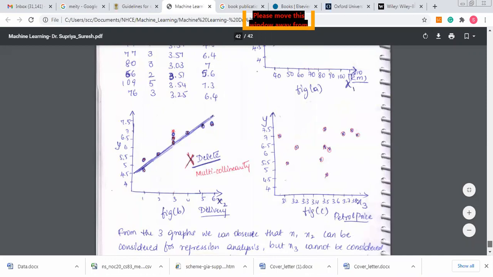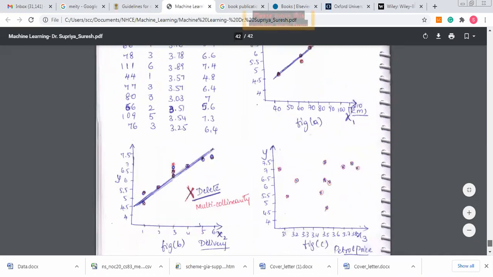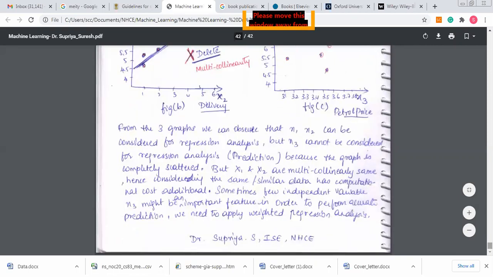But what do I do here in figure 1 and figure 2? If you see, it's almost similar. So what I do is, it has a property of multi-collinearity, so I'm going to delete one of these features and go ahead. That can be done because, as we told, multi-collinearity is where I'm getting the correlations, the similarities between them. But what are the implications of these graphs?